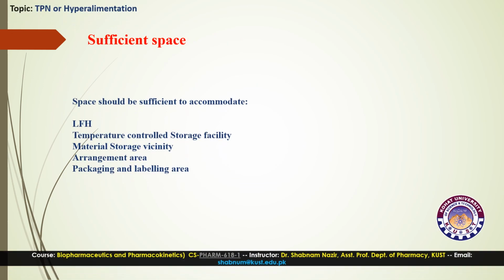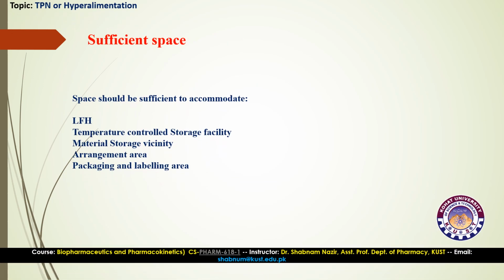Sufficient space is required in order to accommodate the LFH or laminar flow hood. Then space is required to accommodate the temperature controlled storage facility, as we know that after preparation of TPNs they must be stored until they are dispensed and administered. So their storage should be under a temperature controlled vicinity. That's why there should be a proper space for this purpose as well.